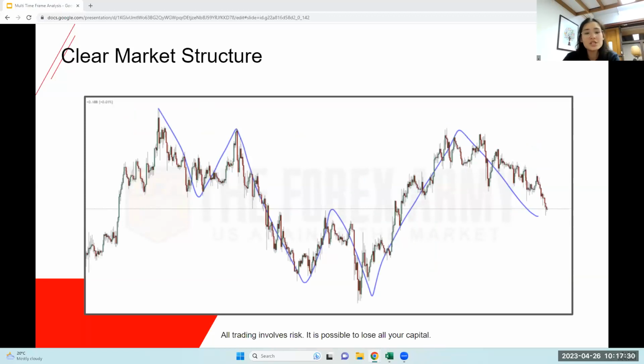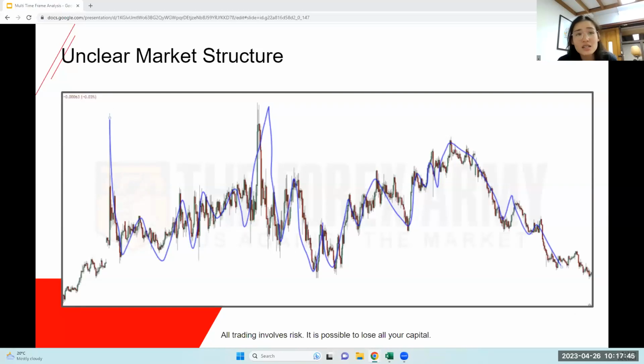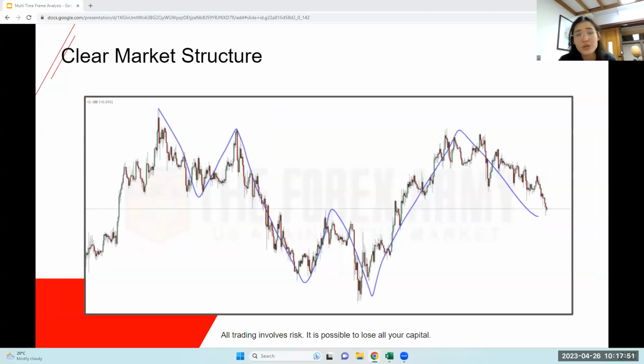Okay, so here's an example of a clear market structure that we want to look out for between the different time frames before you decide which to analyze on. Okay, and here is an example of an unclear market structure. So you can see I've drawn out exactly the shape of the structure so you can compare between the two.